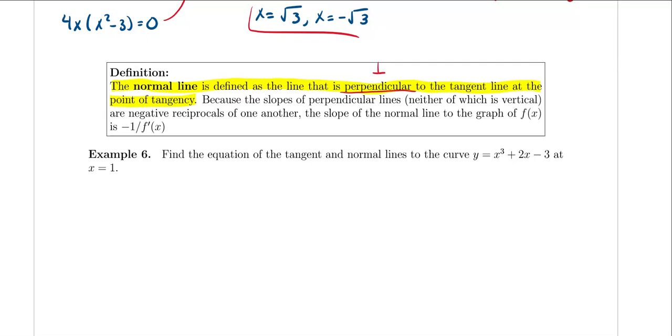Now, because the slopes of perpendicular lines, neither of which are vertical, are negative reciprocals of one another, the slope of the normal line to the graph of f of x is simply negative 1 over f prime of x. Because again, we already know the slope of the tangent line. So the slope of the normal line is its negative reciprocal.